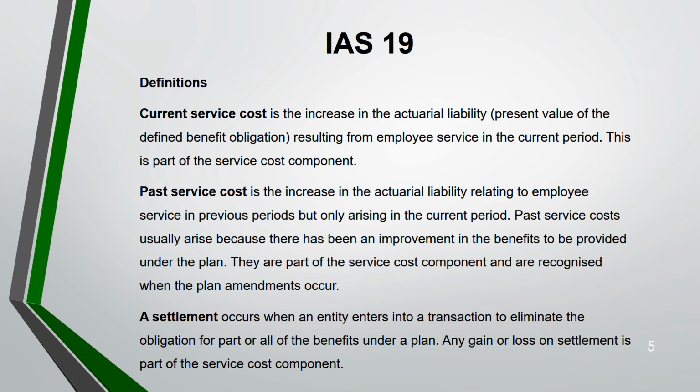And settlement. Settlement occurs when an entity enters into a transaction to eliminate the obligation for part or all of the benefits under a plan. What does it mean? Whatever obligation you have will automatically go off if you settle it. You only have an obligation until the settlement is done. Once the settlement is done, no obligation.